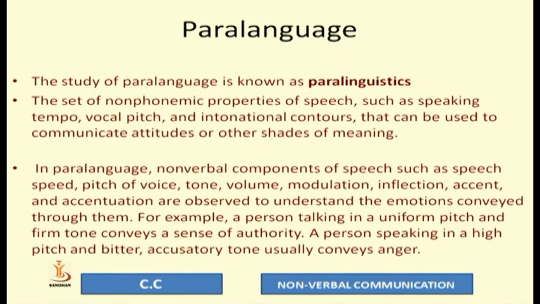Next comes paralanguage. The study of paralanguage is known as paralinguistics. It is the set of non-phonemic properties of speech, such as speaking tempo, vocal pitch and intonational contours, that can be used to communicate attitudes or other shades of meaning. In paralanguage, non-verbal components of speech such as speed, pitch of voice, tone, volume, modulation, inflection, accent and accentuation are observed to understand the emotions conveyed through them.